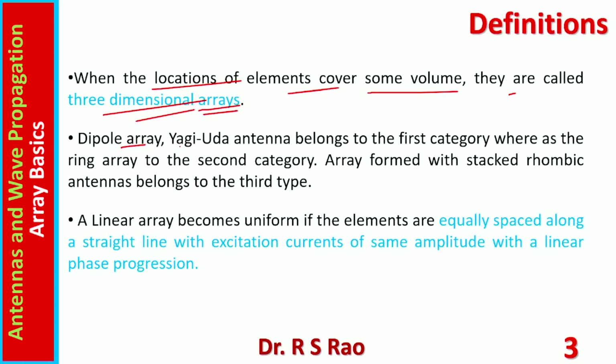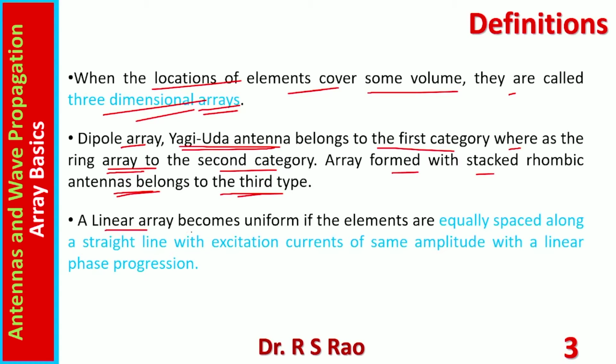Dipole array, Yagi-Uda antenna. Yagi-Uda antenna is a dipole array. It belongs to the first category, whereas the ring array belongs to the second category. An array formed with stacked rhombic antennas belongs to the third type. Yagi antenna, it is a linear array. Ring array, it belongs to the second category, planar array. An array formed with stacked rhombic antennas is a volume array or three-dimensional array.